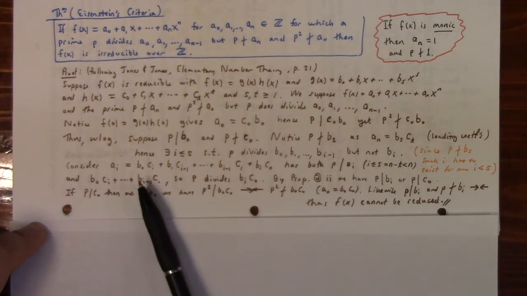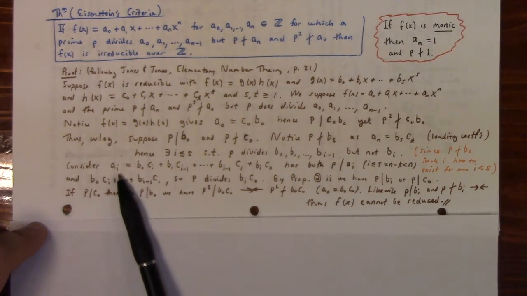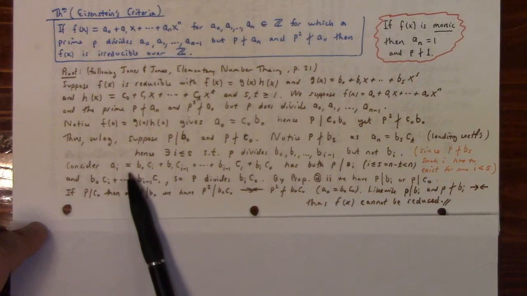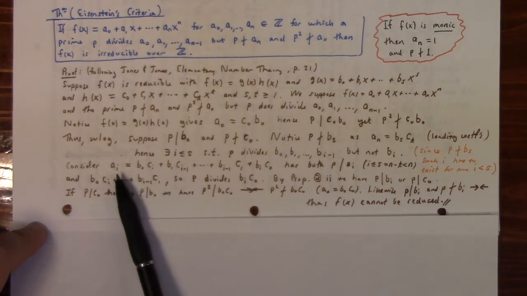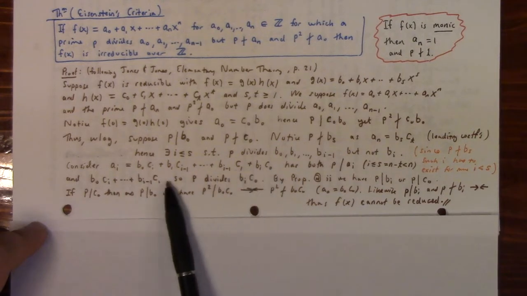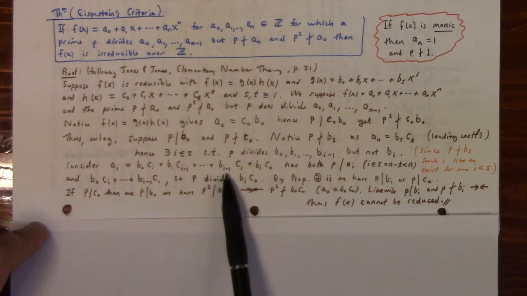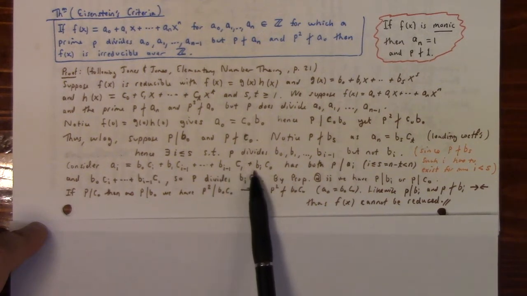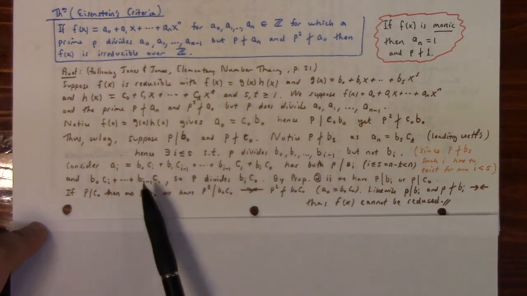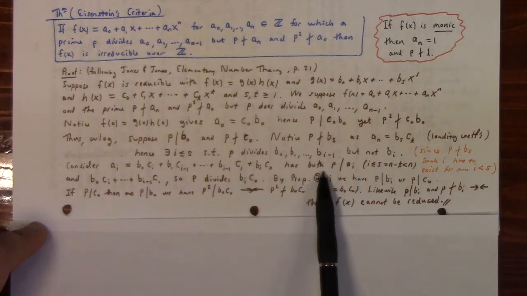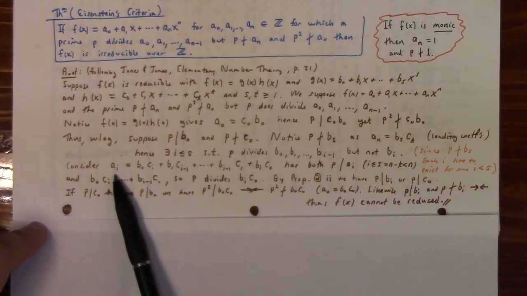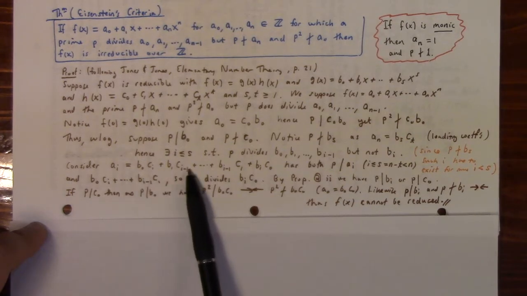So if we consider a sub i then, which is b0 ci, this is just how you multiply polynomials. So a sub i is b0 ci plus b1 c(i-1) plus dot dot dot plus b(i-1) c1 plus bi c0. Then we have p divides a sub i, and we also have p divides all of this.